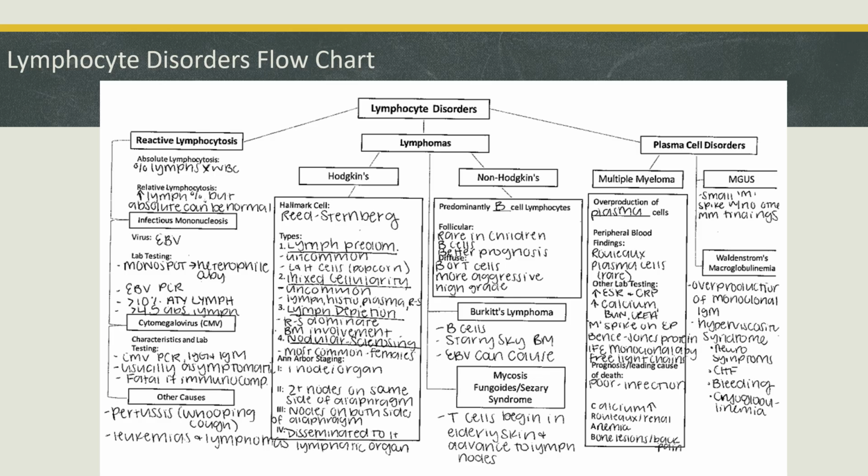Our last lymphocyte disorder is our plasma cell disorders with the big old biggie, MM, my initials. I do not claim MM though. So multiple myeloma is going to be an overproduction of those plasma cells. Peripheral blood findings are going to include rouleaux, circulating plasma cells, although there won't be high numbers in circulation. We might have an elevated SED rate and CRP. We will have an elevated serum calcium level, BUN, and creatinine.